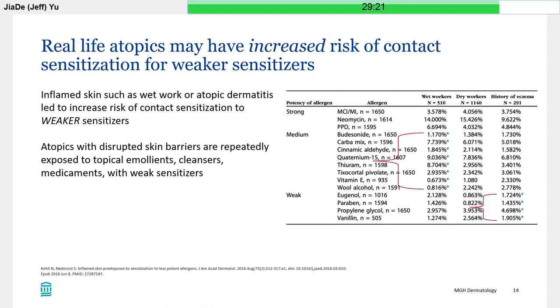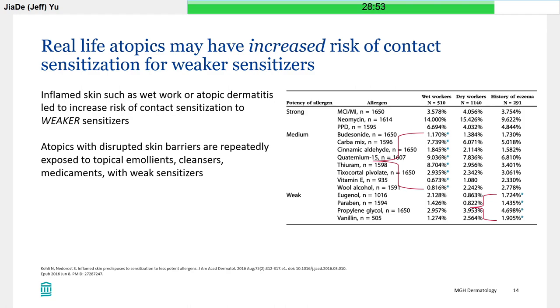However, looking at real-life atopics, we see that they actually have an increased risk of contact sensitization to weak sensitizers. In their previous study, they looked at dinitrochlorobenzene, which is not something that we actually encounter in everyday life, and is not something that people are going to routinely find on their skin or in personal care products. What we are going to find are a lot of these potential weaker sensitizers that are used at a much higher frequency by patients who have skin conditions like atopic dermatitis compared to those with normal skin.